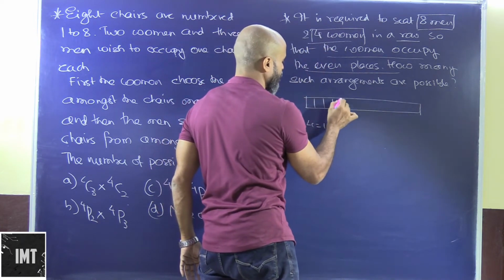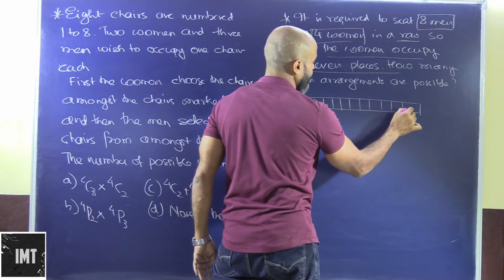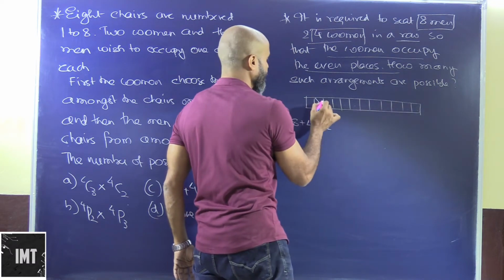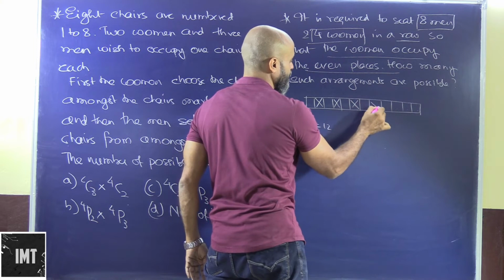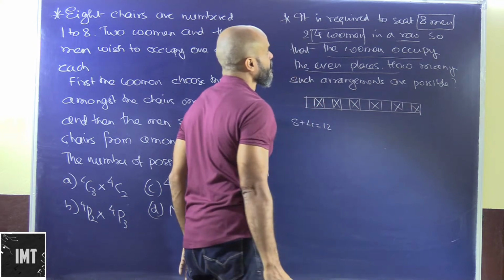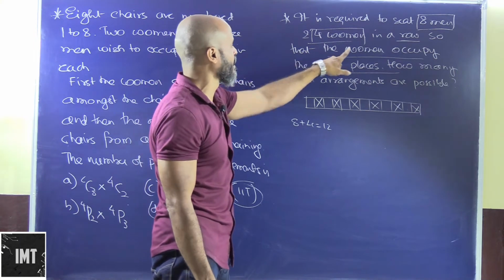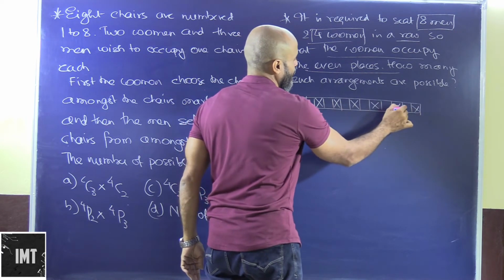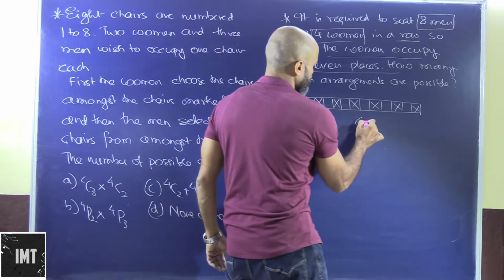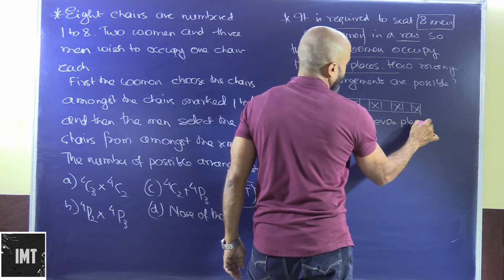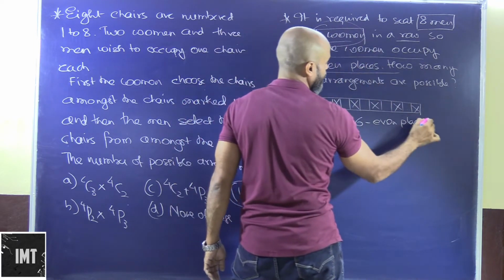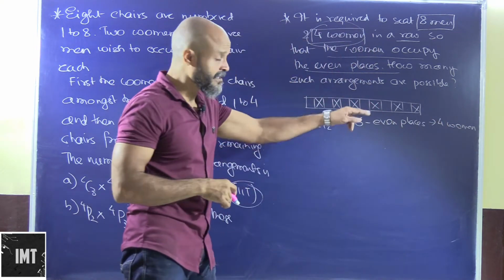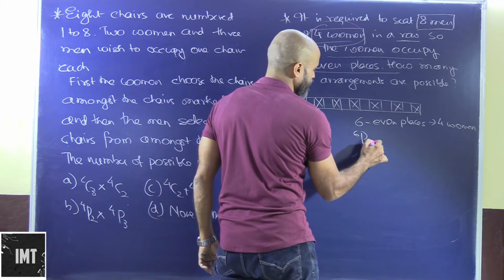So 1 2 3 4 5 6 7 8 9 10, we don't need to draw this, 1 2 3 4 5 6 7 8 9 10 11 12. These are basically the even places. So it is required to seat 8 men and 4 women in a row so that the women occupy the even places. So women will occupy these, 1 2 3 4 5 6. So there are 6 even places to be occupied by 4 women. So basically you have to arrange the 4 women in 6 even places. So this can be done in 6P4 ways.